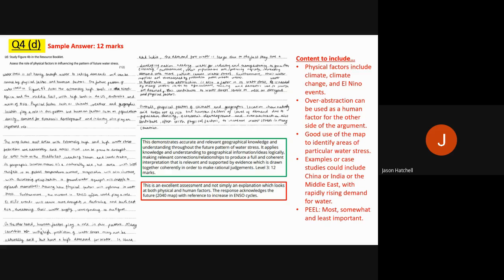You could use case studies here that we've studied. So you could talk about China or India and the Mekong, or you could use the Middle East and you could talk about the Nile as well if you wanted to, and how the water stress in those areas is high as well. And finally, as I mentioned just a minute ago, the importance factor in assess questions is always massively important. So most, somewhat, and least important factors you could also use in that answer. So please use that to redo question 4D if you have been requested to do so.